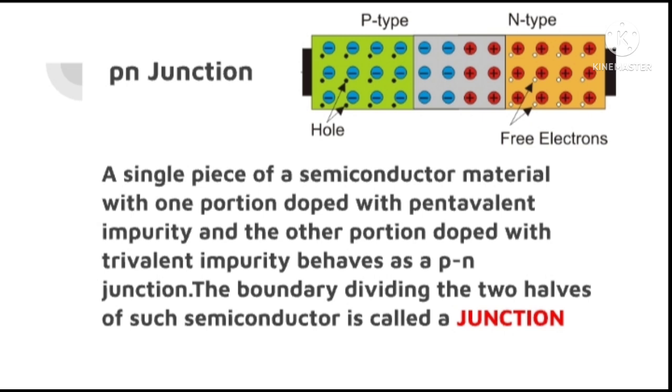Then this semiconductor is known as the PN junction because now one portion consists of the pentavalent impurity and the other portion consists of a trivalent impurity. The boundary dividing the two halves of such a semiconductor is called the junction. In the figure we can see that the holes and the free electrons are joined together to form the junction into a single form, and that single piece of semiconductor is known as the PN junction.